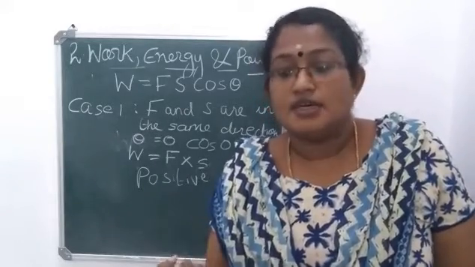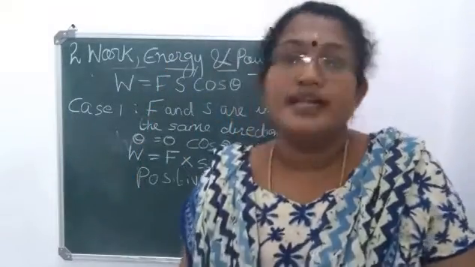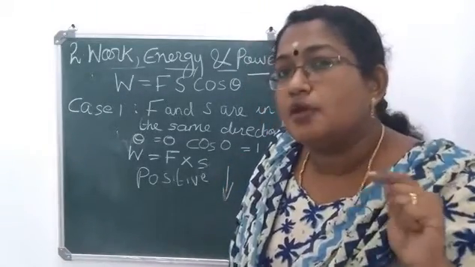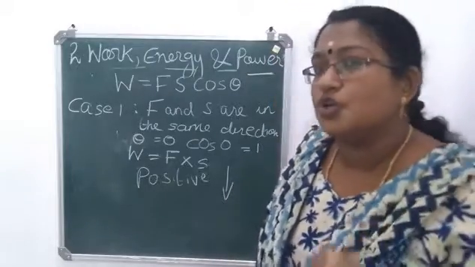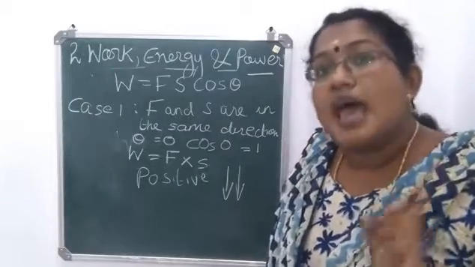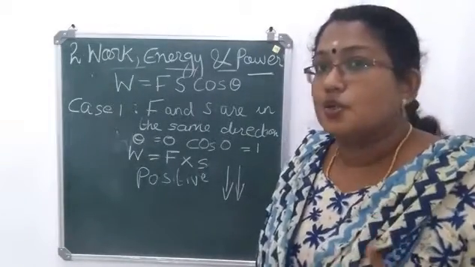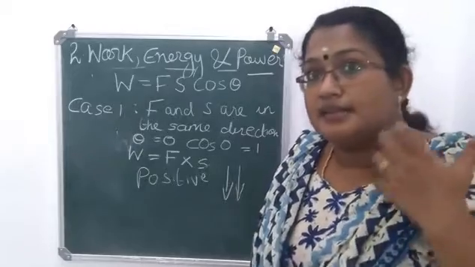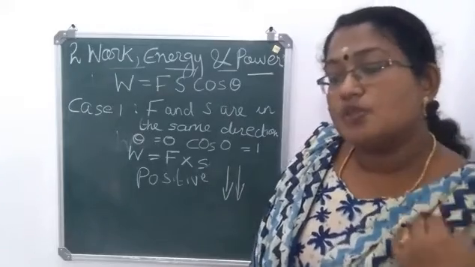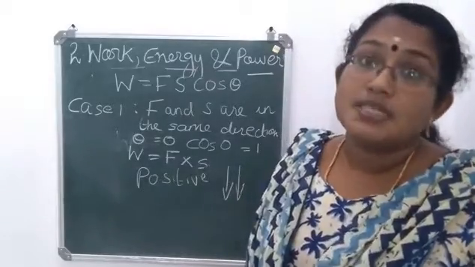Gravity, isn't it? So, Earth is exerting the gravitational force. And what about the direction of the force? Earth is pulling the body downward. That means force is acting in the downward direction. Then, what about the direction of motion of the object? Body is also coming downward. That means force and displacement both are acting in the downward direction. So it is an example for case 1. In the case of free fall, force is also acting in the downward direction. So it is an example for a positive work.